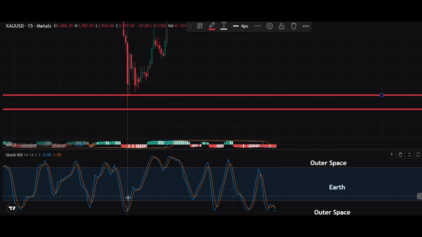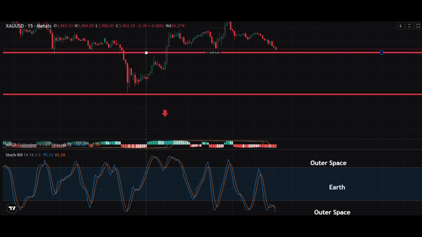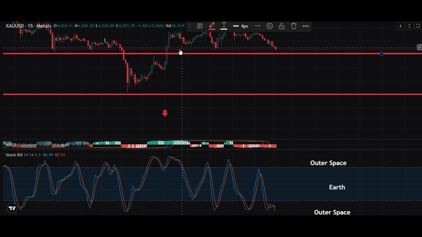So now let's look at the stochastic. But I just want to break that down to y'all so y'all can understand where I'm putting my stop loss. I like putting my stop losses below the wicks if I'm taking a buy. If I'm taking a sell, let's just say none of this happened right here and I was taking a sell.